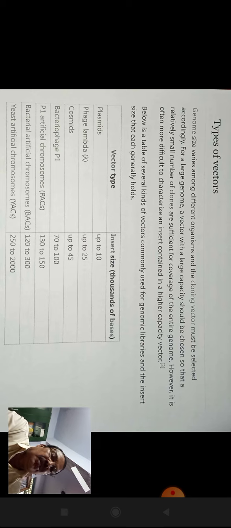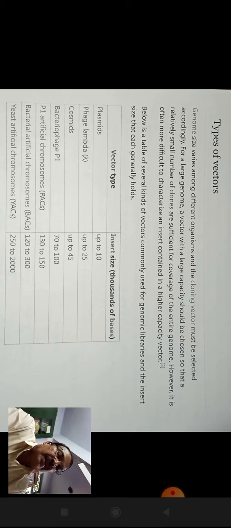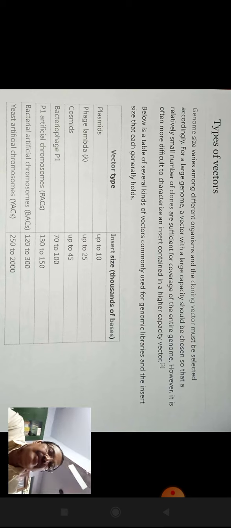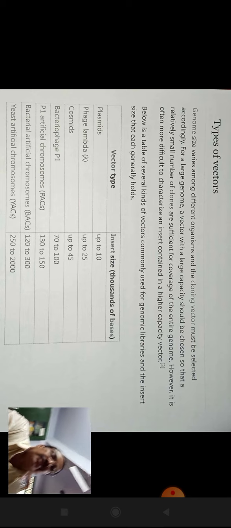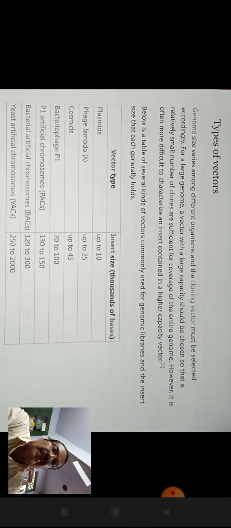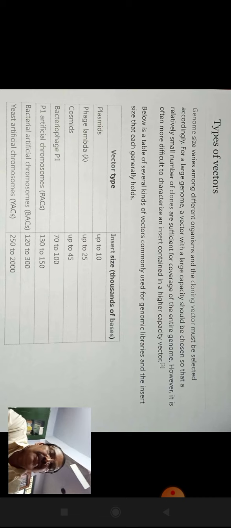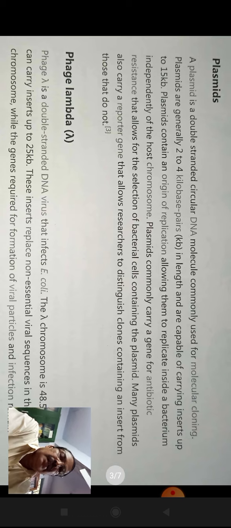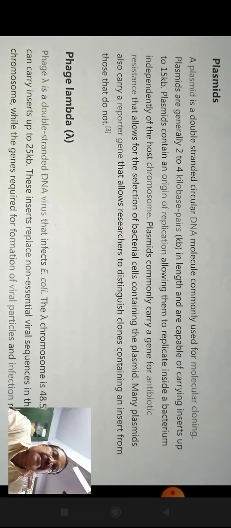So, nearly thousands of bases carried from one cell into another cell. This is the definition of vectors and the types of vectors, particularly plasmids, phage lambda, cosmids, bacteriophage P1, P1 artificial chromosomes, bacterial artificial chromosomes, and yeast artificial chromosomes. I'll take the first one now, plasmids.